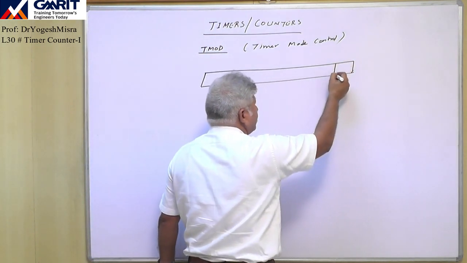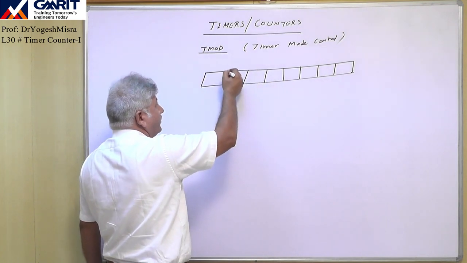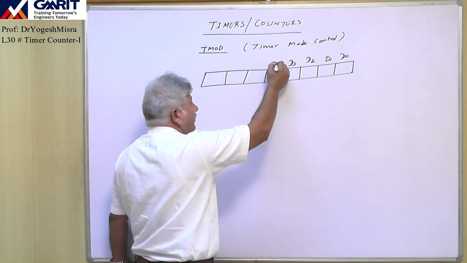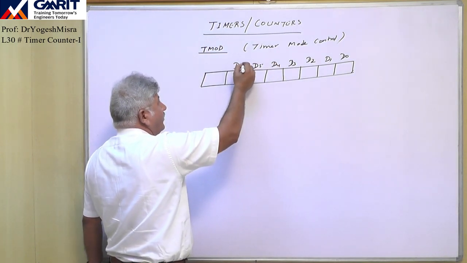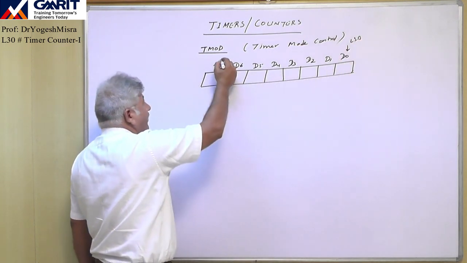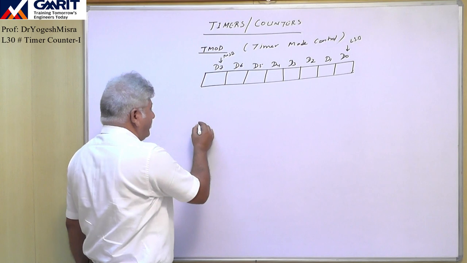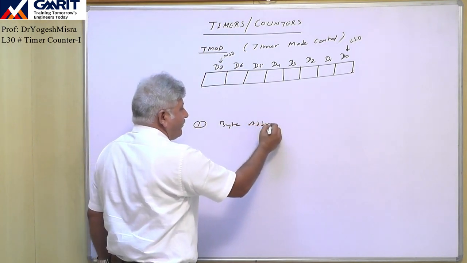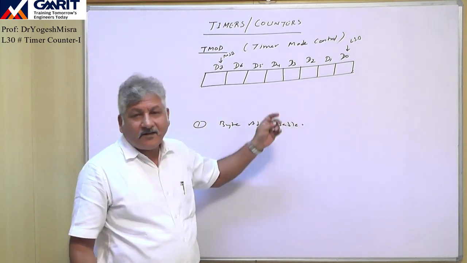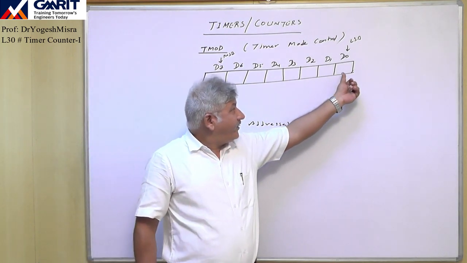I will draw these 8 bits for this register: bit numbers D0, D1, D2, D3, D4, D5, D6, D7. These are the 8 bits. This is the least significant bit, and this is the most significant bit of the TMOD register. Now this register is byte addressable. The meaning of byte addressable is that all 8 bits of this register can be accessed by a certain instruction. You cannot access an individual bit of this register.